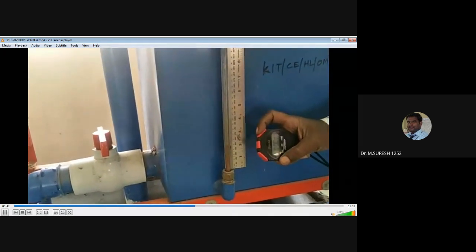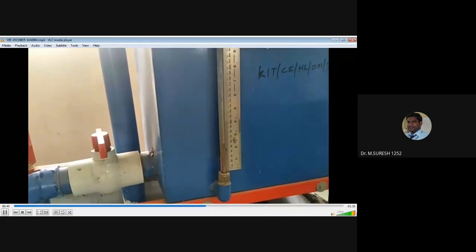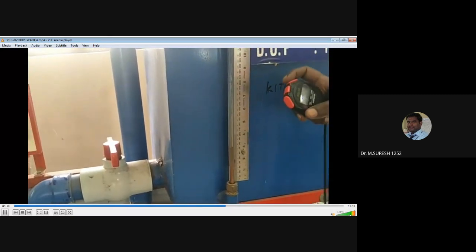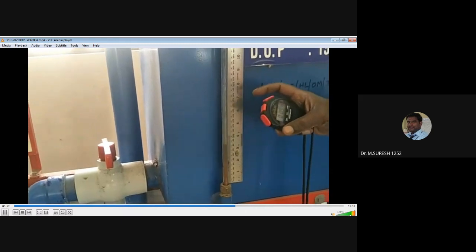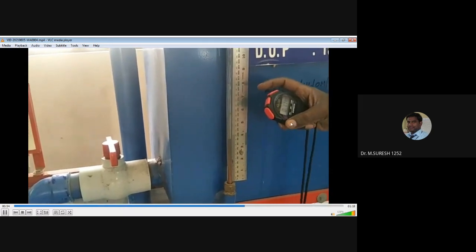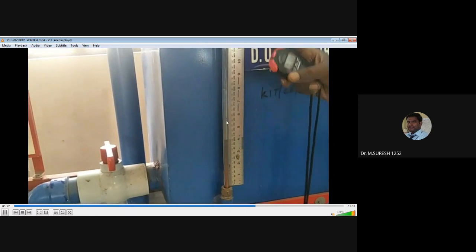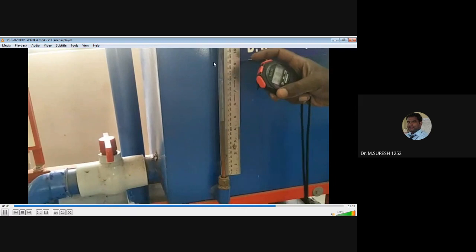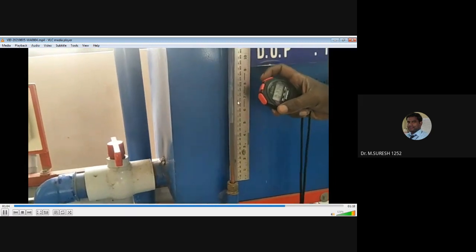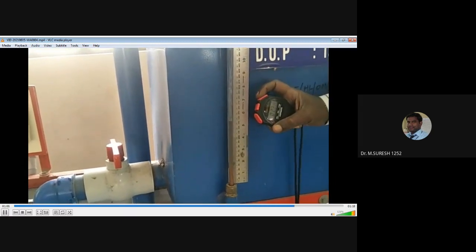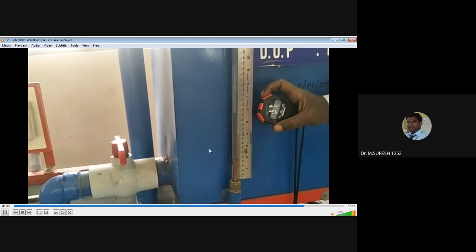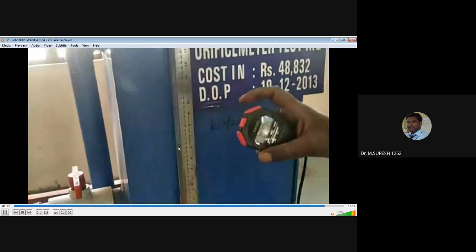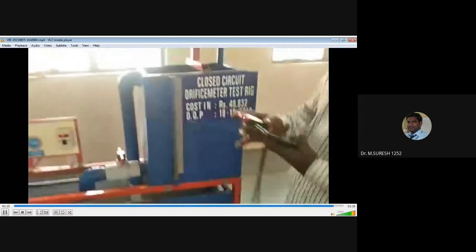So this is trial 1, which is taken for this orifice meter. Using a 10 centimeter rise of water, you can start anywhere, but you stop at the 10 centimeter rise of water. What is the time taken? If you stop the watch at the 10 centimeter mark, note the time taken.